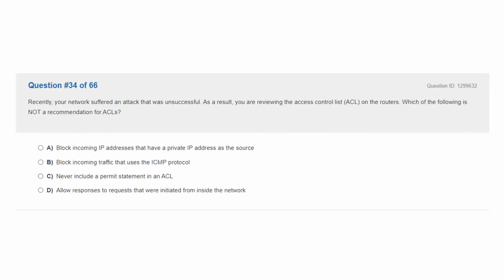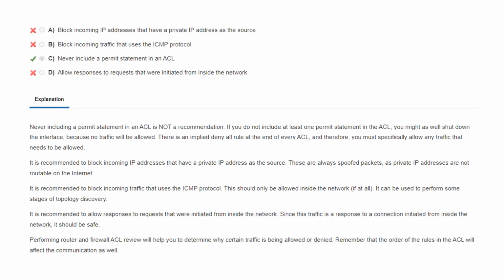Question number 34. Recently, your network suffered an attack that was unsuccessful. As a result, you are reviewing the access control list on the routers. Which of the following is not a recommendation for ACLs? The correct choice here is C. Never include a permit statement in an ACL.